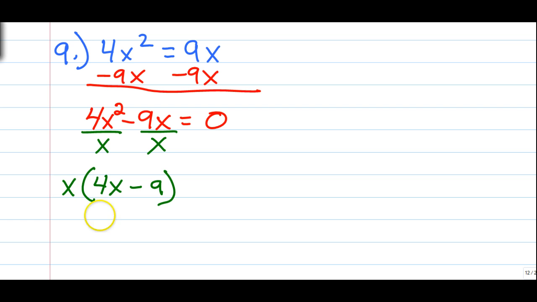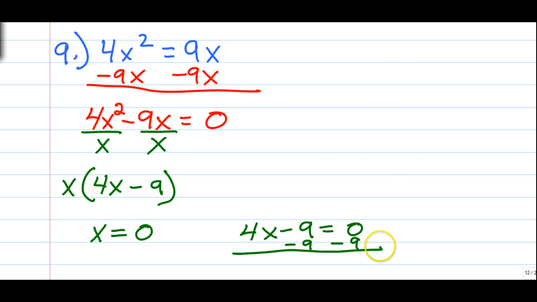So this x over here is going to be set equal to 0. This is actually one of my answers, 0. The other, the binomial, is also going to be set equal to 0. So I end up with 4x minus 9 equals 0. Like on question number 8, I'm going to subtract the 9 off both sides. So I subtract out the 9. I'm left with a 4x equals a negative 9.